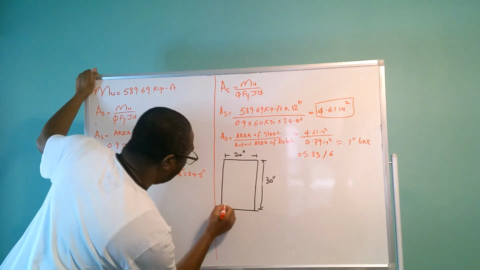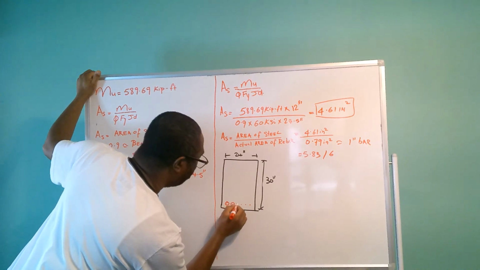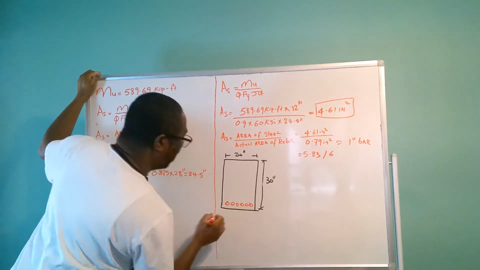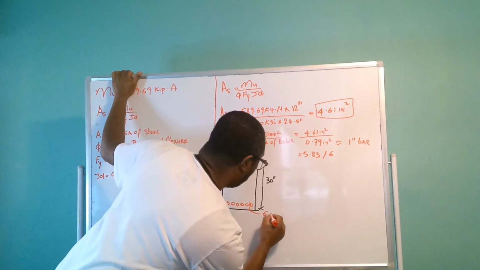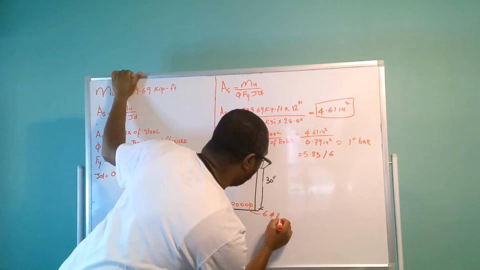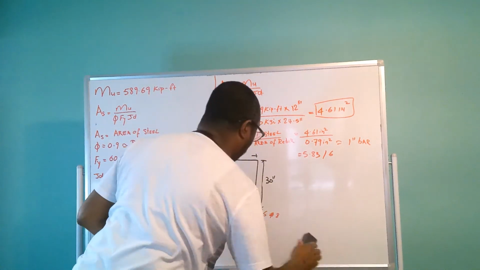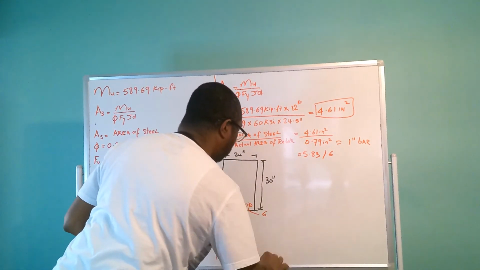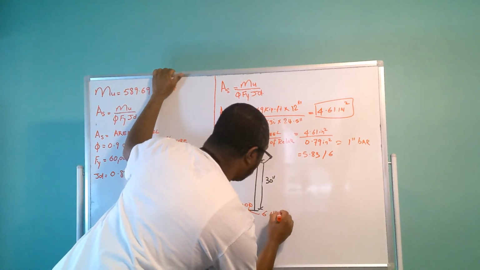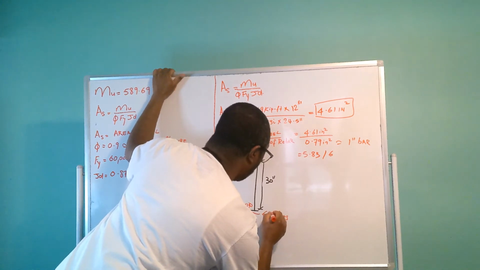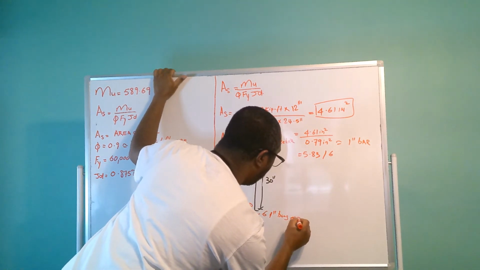So we're going to have 1, 2, 3, 4, 5, 6 bars. These are 6 number 8 bars, or 6 1 inch bars.